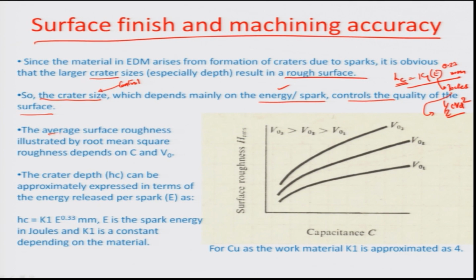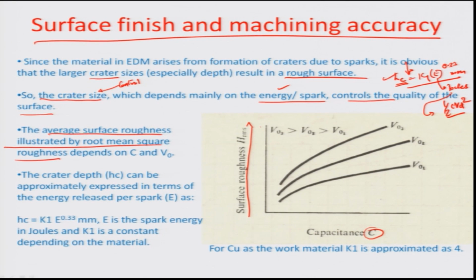So, this energy really controls the quality of the surface and makes the surface high finish, and the average surface roughness, illustrated by the root mean square roughness, typically depends on the capacitance C. As the capacitance increases, the energy is increasing, as you can see from this relationship, and if the capacitance is more, then obviously the crater depth Hc is going to be more and the surface roughness is going to increase.